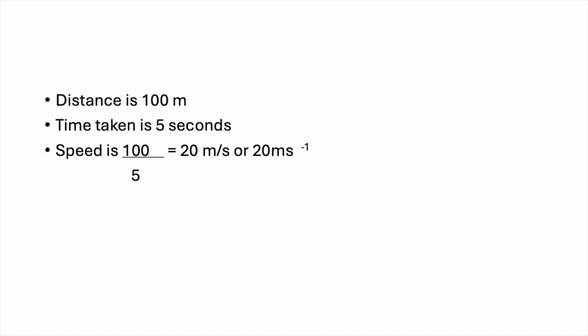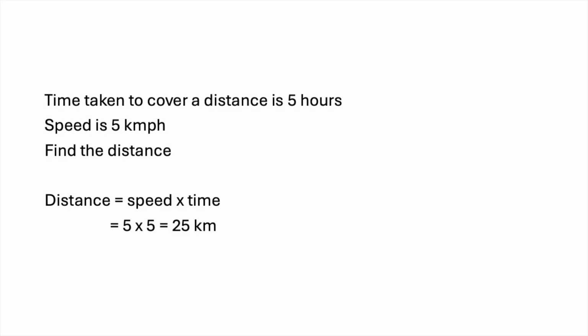If the distance is 100 meters, the time taken is 5 seconds, the speed is distance by time, which is 100 by 5, which is 20 meter per second, also written as 20 ms to the power of minus 1. The time taken to cover distance is 5 hours. The speed is 5 kilometers per hour. Find the distance. The distance is nothing but speed into time. That is 5 into 5, which is 25 kilometers.